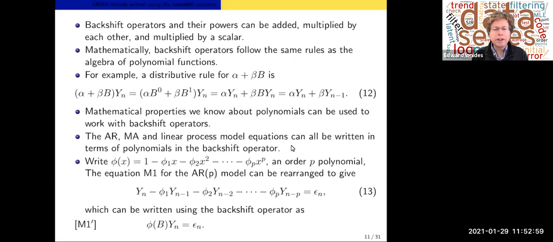In particular, if we rewrite the AR(p) model we had in equation M1 by putting all the y's on the left, we get equation 13 here. And this is where the negative signs in the polynomial phi of x come from, because when we wrote M1, we put y_n on the left and all the other lags on the right. And now we're moving it all to the left. So we get some negative signs there. And when you look at 13, you see that the left-hand side can just be written as phi of B formally, and so you can write it as phi of B y_n equals epsilon_n, and that's a very compact way to write 13. We're going to call that M1 prime. It's equivalent to M1, just written in the backshift operator.